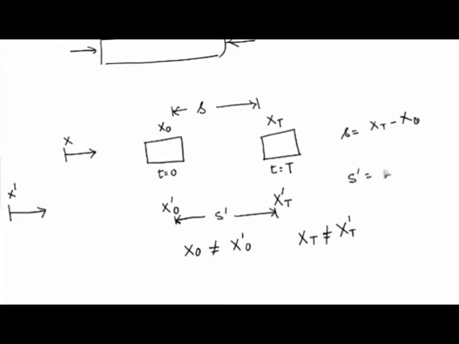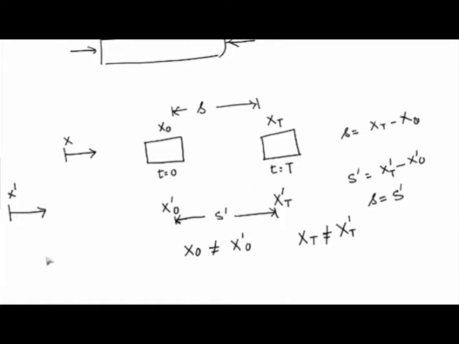This s prime is x prime t minus x prime 0. Though xt and xt prime are not the same, and x0 and x0 prime are not the same, from the geometry it is clear that s prime is equal to s, and that is very crucial. So that is what I meant by saying that though the position as given by every analyst will depend upon the choice of the origin of the coordinate system, the distance that is covered between two arbitrary time points is actually independent of the choice of coordinate system.